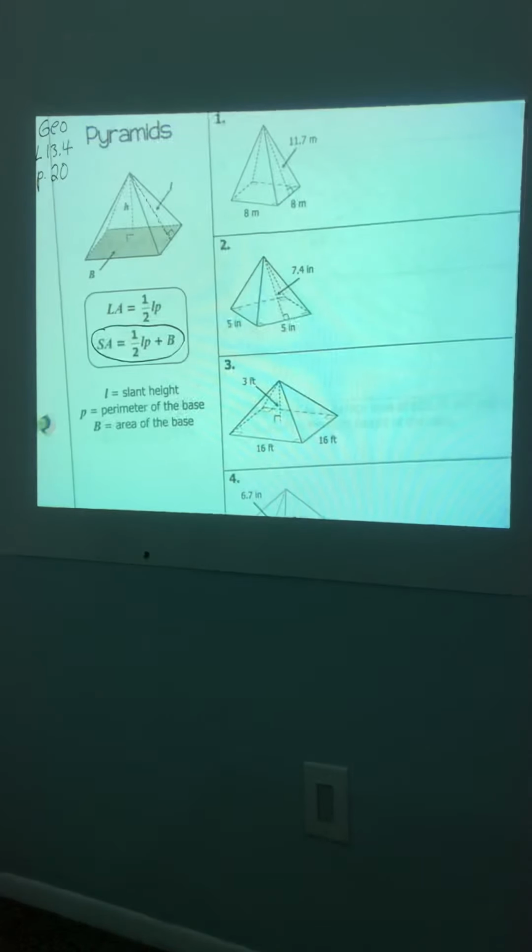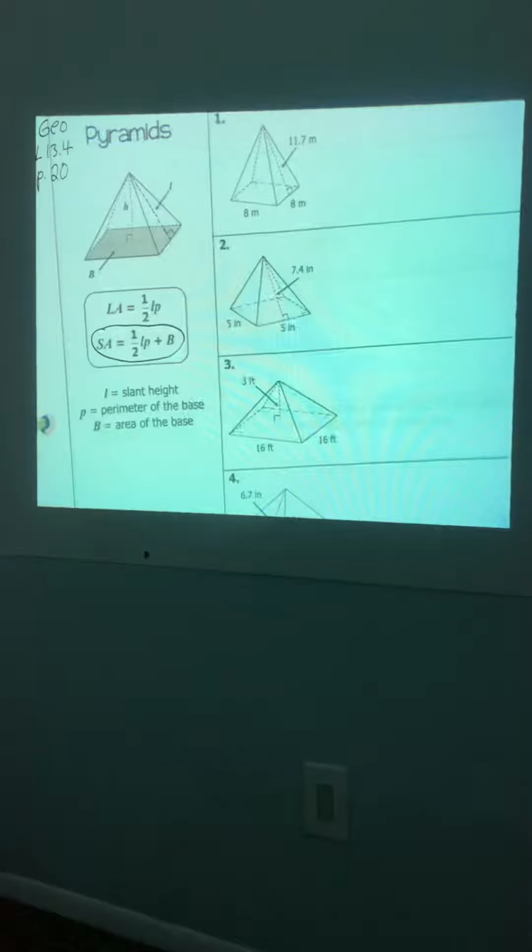And again, the hardest part of this unit that we've been doing really is just getting the correct formula. So if it's a pyramid, for the full surface area, you're going to use 1/2 slant height times the perimeter of the base, and then plus the area of the base.